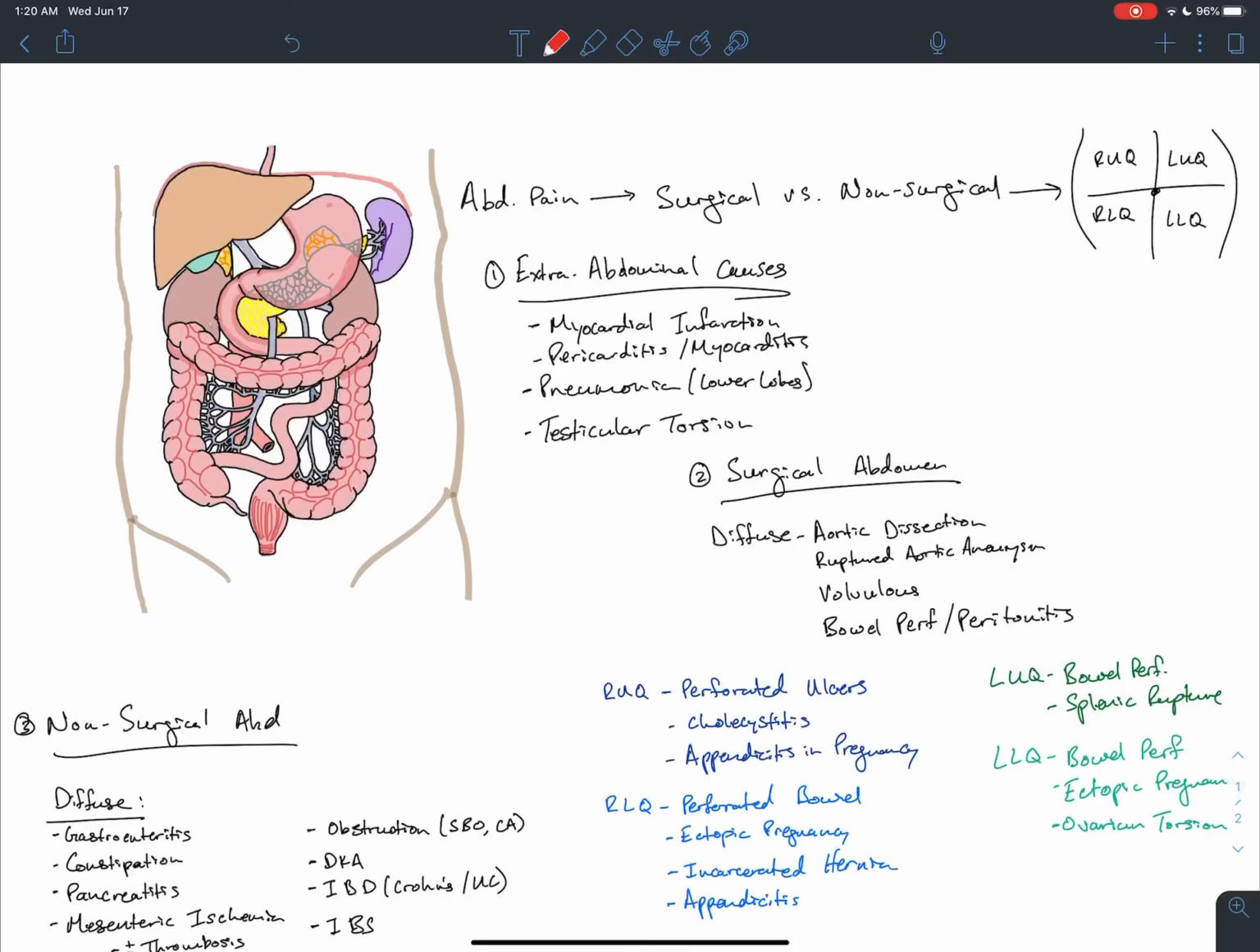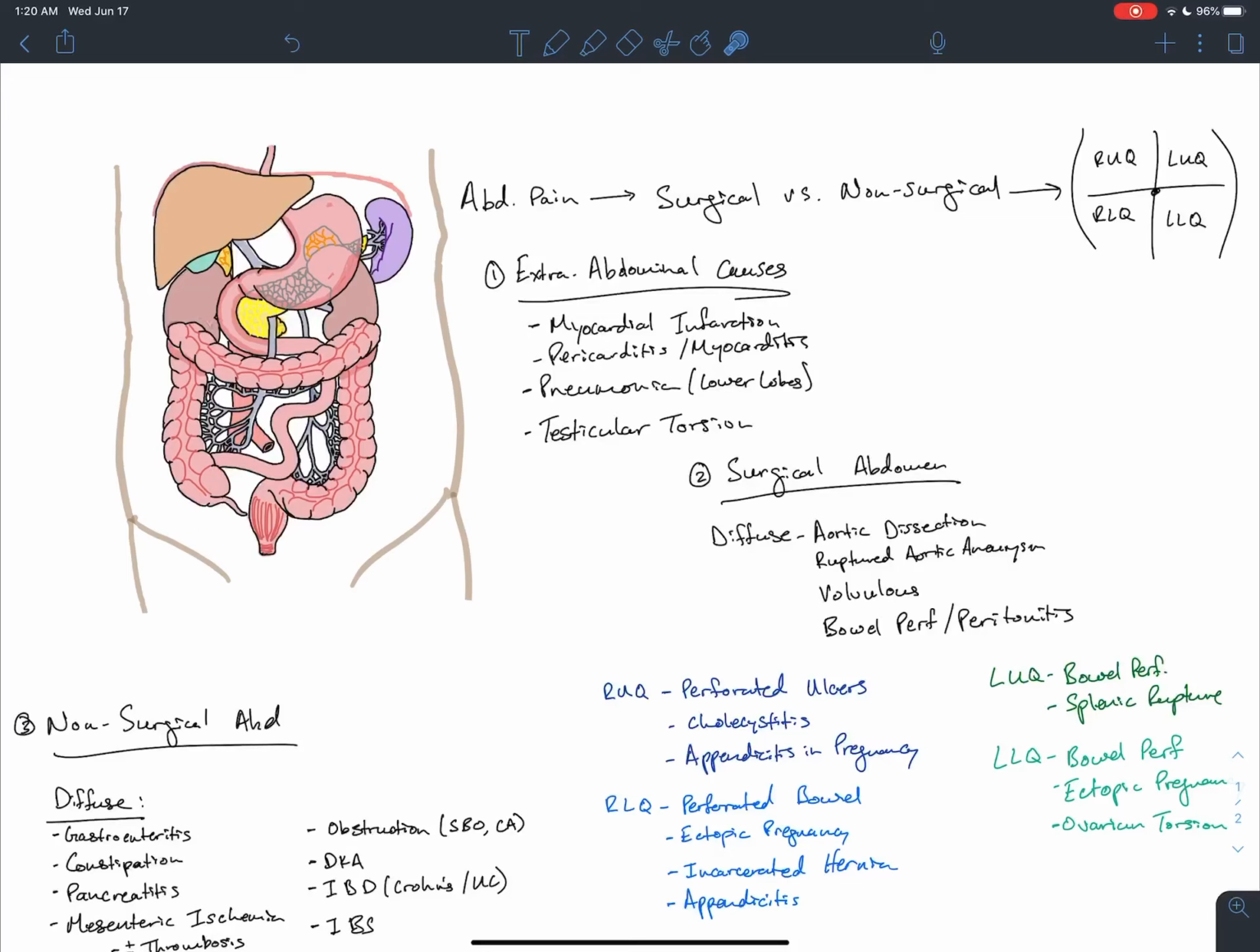And the last one that I have down here for surgical abdomen in the right upper quadrant is appendicitis in pregnancy. And I think I've talked about it a little bit before, is if you have your uterus here, as you get pregnant, this uterus is going to grow. And as it grows, you're pushing all of these organs upwards. Well, if you're pushing all the organs upwards, this little appendix here is going to move upwards as well.